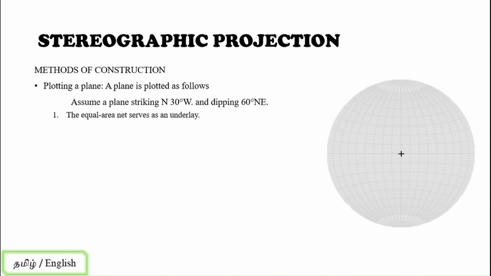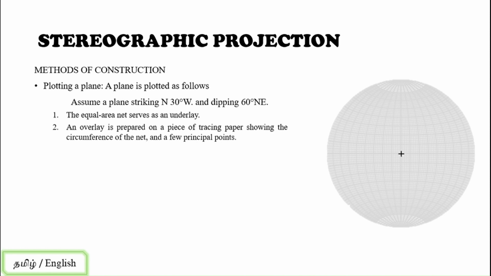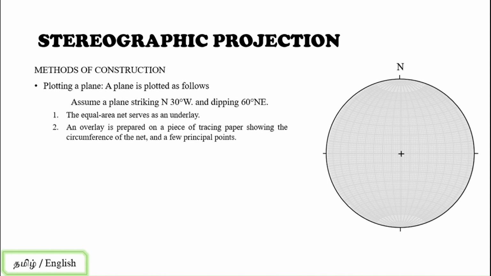Then what we have to do is trace the overlay. That is, an overlay is prepared on a piece of tracing paper showing the circumference of the net and a few principal points. Okay, so we have to trace the circumference, then mark the north with N, then mark the east and then south and west. So these are the principal points that we have to mark. If required, we can also write E, S and W, but it will be more congested, right? So we will just mark only north here.